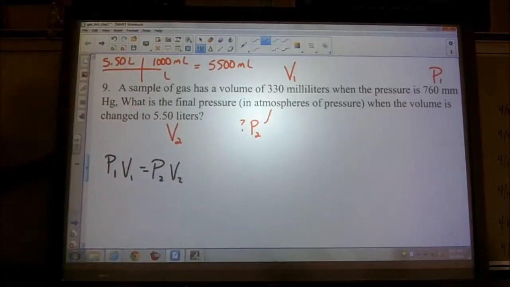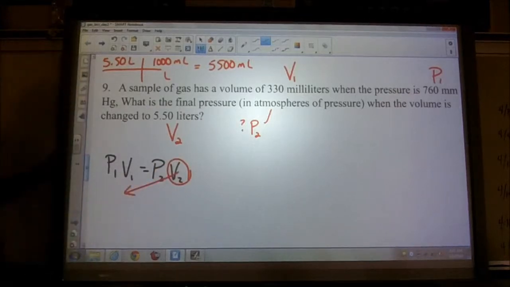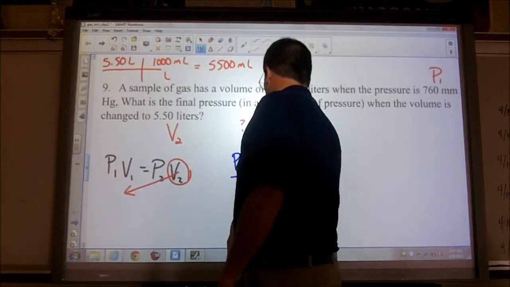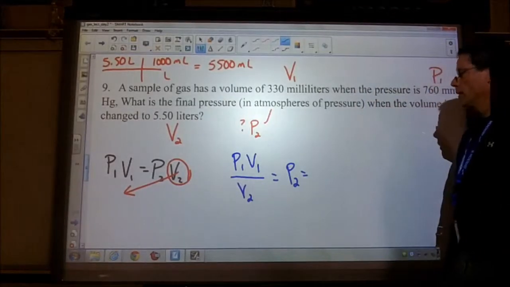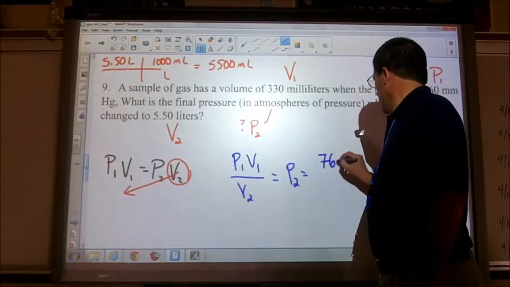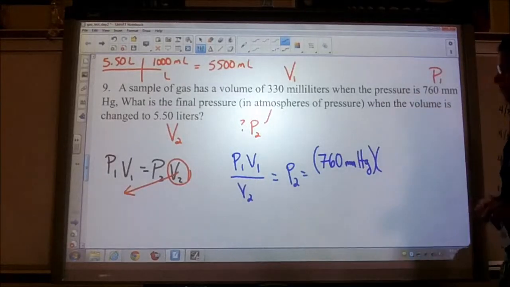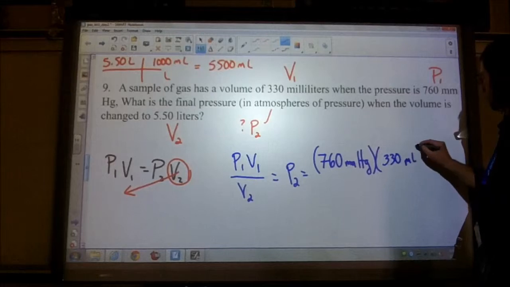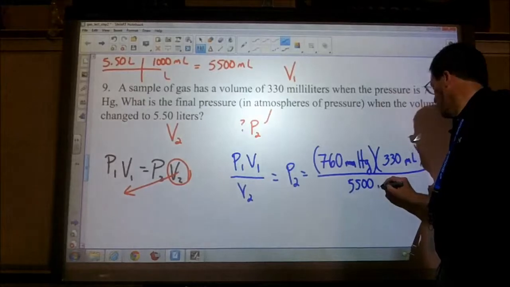Which variable are we looking for? P2. So that means we're going to move V2 down. We're going to divide it on both sides. So my equation is P1, V1 over V2 with P2. And so now let's plug in. So P1 is 760 millimeters of mercury. And V1, 330 milliliters. And then 5,500 milliliters.